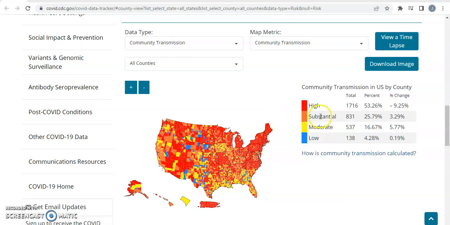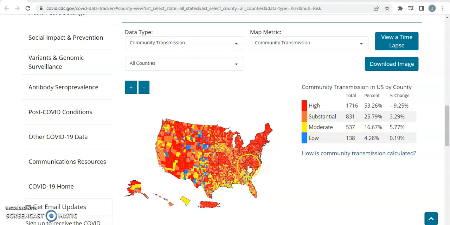Substantial is orange. If your county is in orange, here we go, Shelby County, Alabama. No, that's high. Here we go, substantial. Jefferson County, Alabama. If your county is in orange, that means there is a substantial amount of coronavirus cases going around. It's not enough to be considered high yet, but it's enough that you should still be taking precautions.